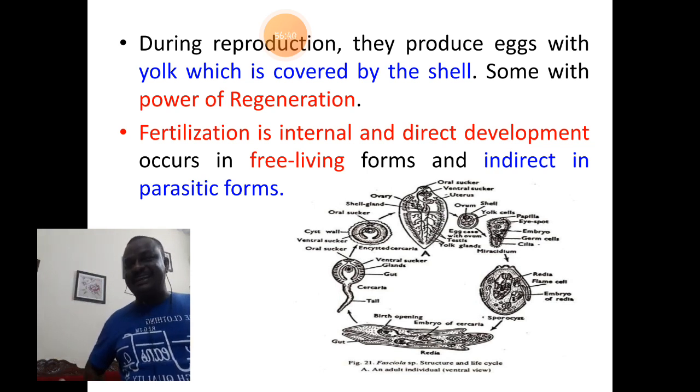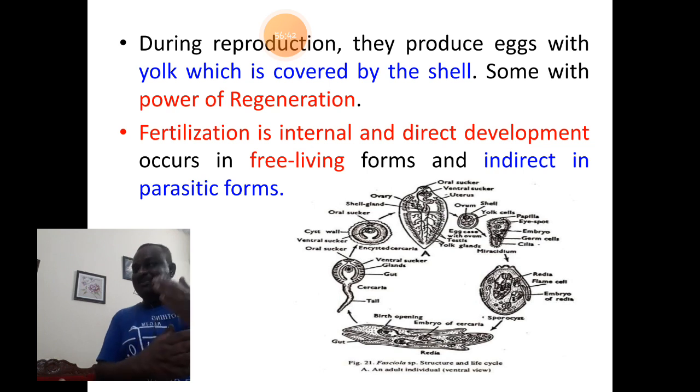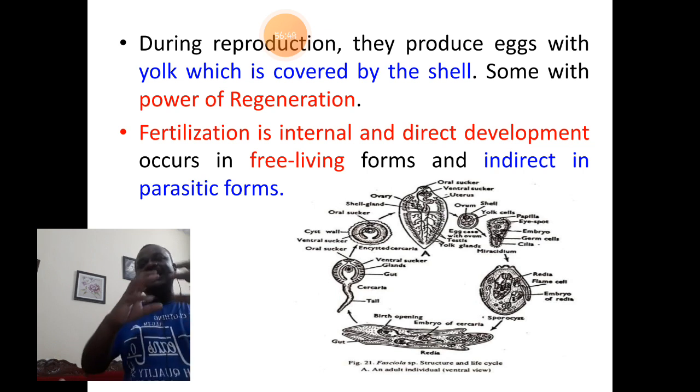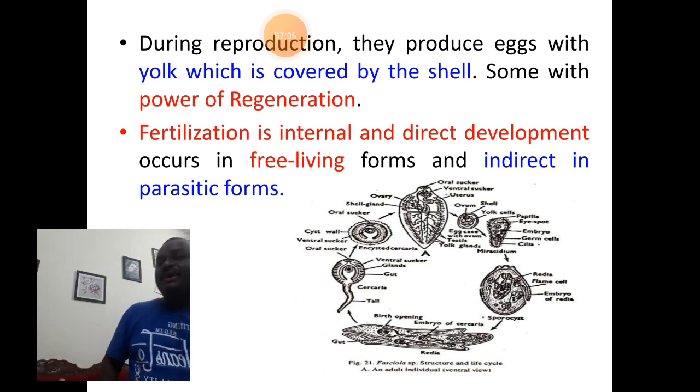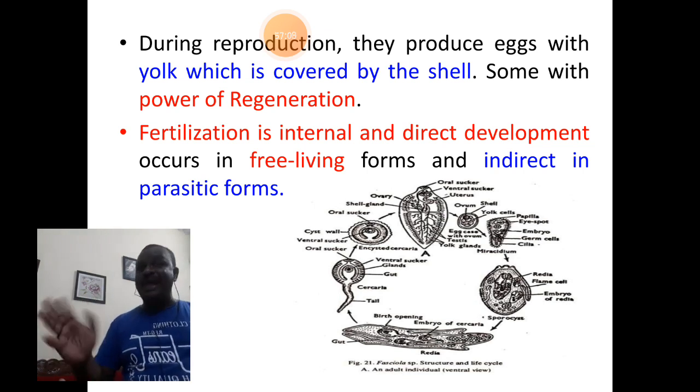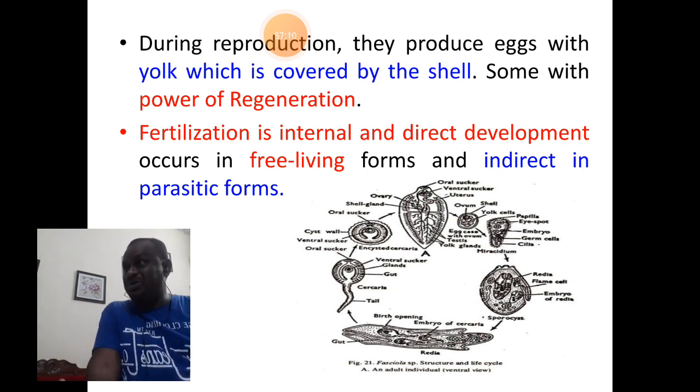Are you able to understand? So during the unfavorable or famine condition, it starves. During starvation, it will eat away all the reproductive organs. During the onset of favorable conditions, it will reform the lost parts, which we call the power of regeneration. This is very high, seen in the case of planaria.